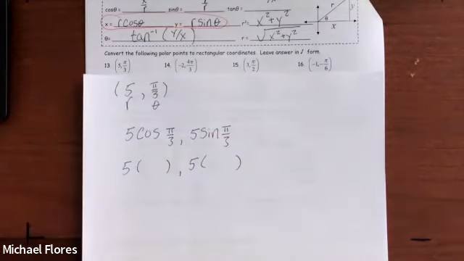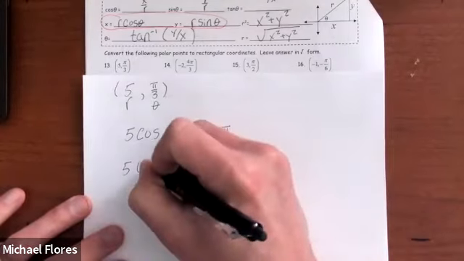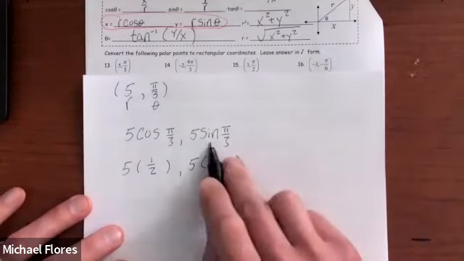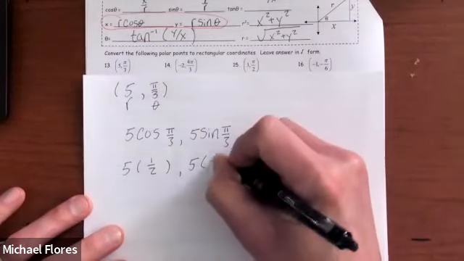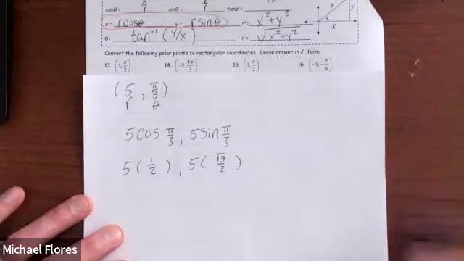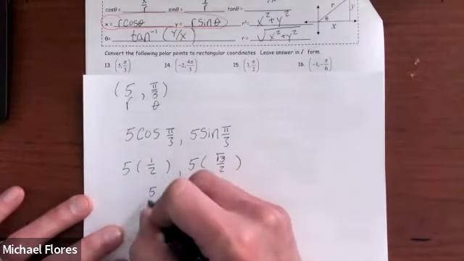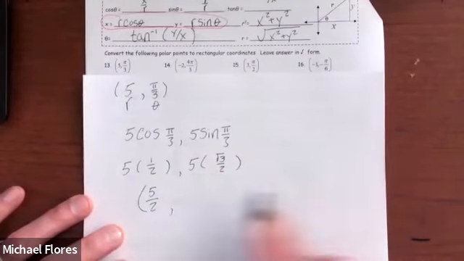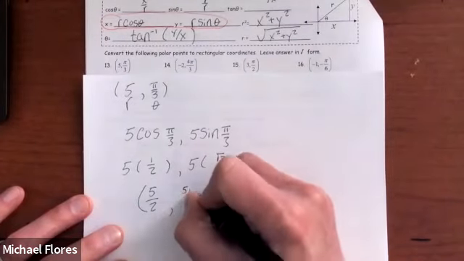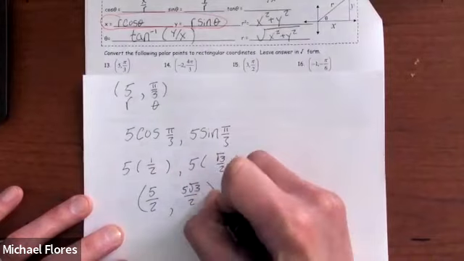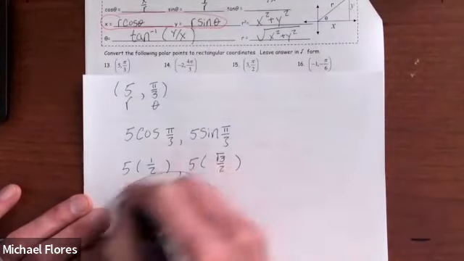You have to find the cosine value of pi over 3. You're going to have to be able to fill out a blank unit circle on your own. Just a heads up. So the cosine value at pi over 3 is 1/2. And the sine value of pi over 3 is root 3 over 2. And then you just multiply. 5 times 1/2 is 5 over 2. And 5 times root 3 over 2 is just 5 root 3 over 2. And that is your answer right here.